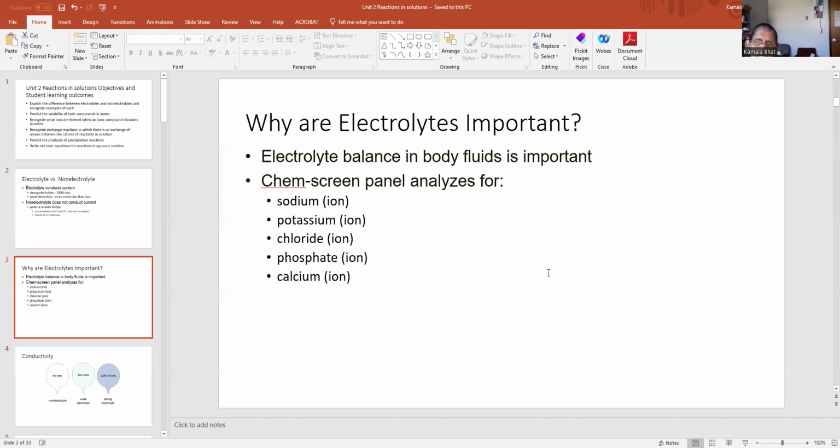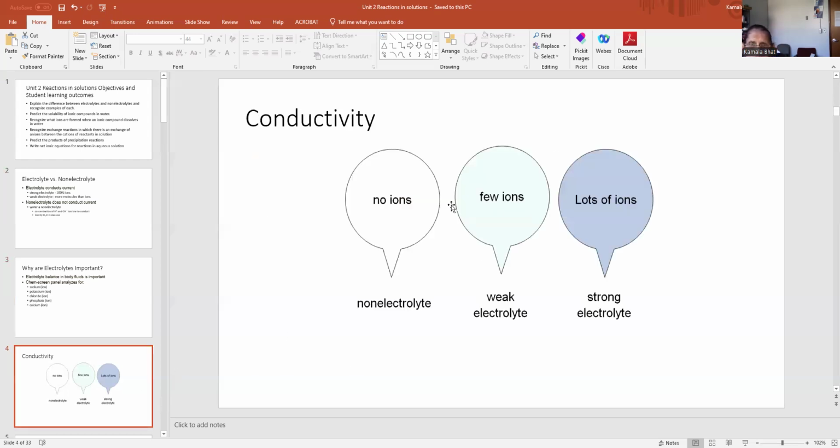Why are electrolytes important? Electrolytes play a very important part in balancing body fluids. The chem screen panel analyzes sodium ion, potassium ion, chloride ion, phosphate ion, and calcium ion. Whenever we want to study how much of these ions are there, we use a chemistry panel and find out. The conductivity: no ions present, then we call that a non-electrolyte. Few ions present, we say weak electrolyte. Lots of ions means we say strong electrolyte.